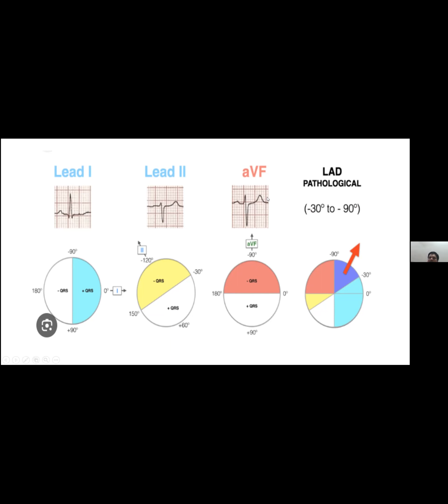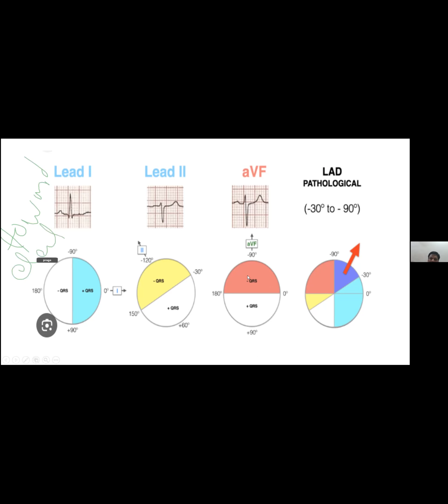So I told you, whenever electrical activity is directed towards the electrode, it will be positive. Away from the electrode, it is negative. That is another take-home message. Towards the electrode, it is always positive. Away from the electrode, it is always negative. AVF is negative, meaning the activity is away from the electrode.